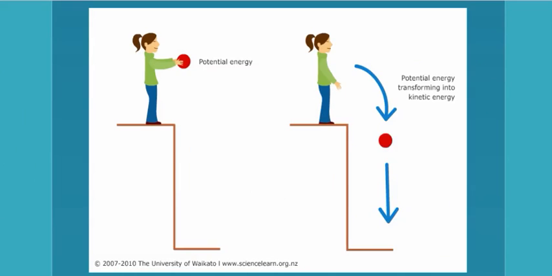Here we have a girl who is standing on the edge of a cliff, and you can see on the left-hand side she's holding a ball. That ball is full of potential energy. It has this movement energy that's stored up inside of it. Then when she lets go, what's going to happen? Of course, it's going to fall down. It will go off the edge of the cliff. When it's moving, when it's releasing that energy, that is our kinetic energy.